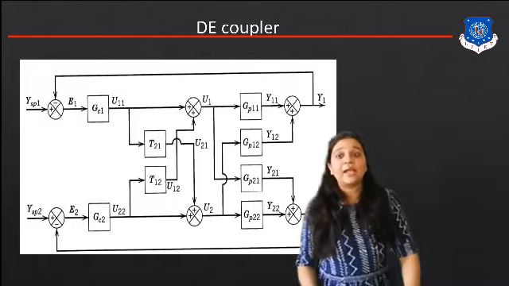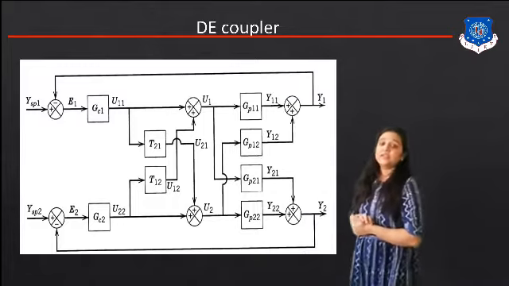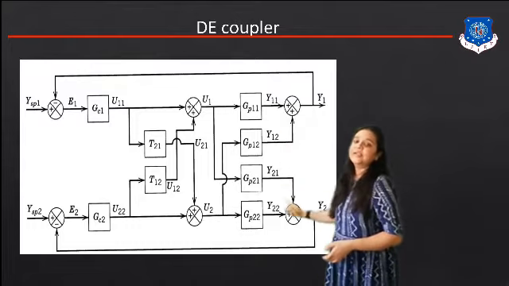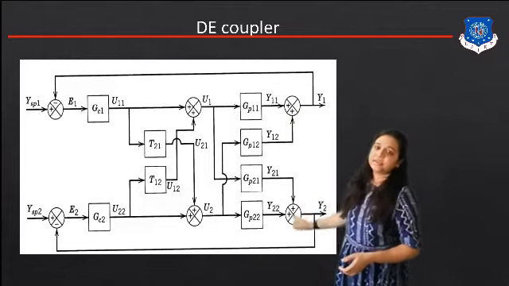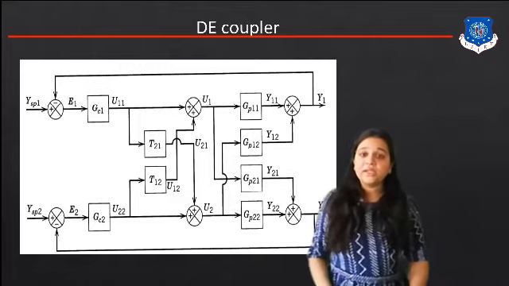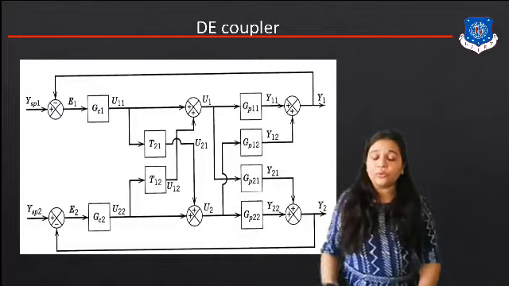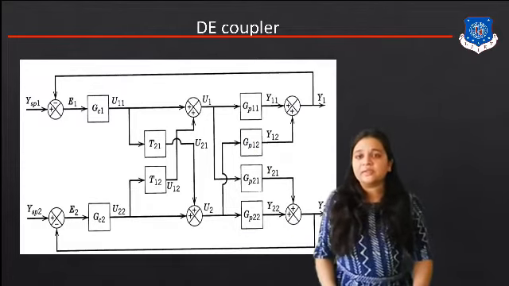So this is the actual diagram of the MIMO system that we studied in the earlier session. Two inputs are applied, Y set point 1 and Y set point 2. Then the two controllers are there, GC1 and GC2. The error signals are E1 and E2. And here they give the two outputs, Y1 and Y2. There are four different systems connected in this system.